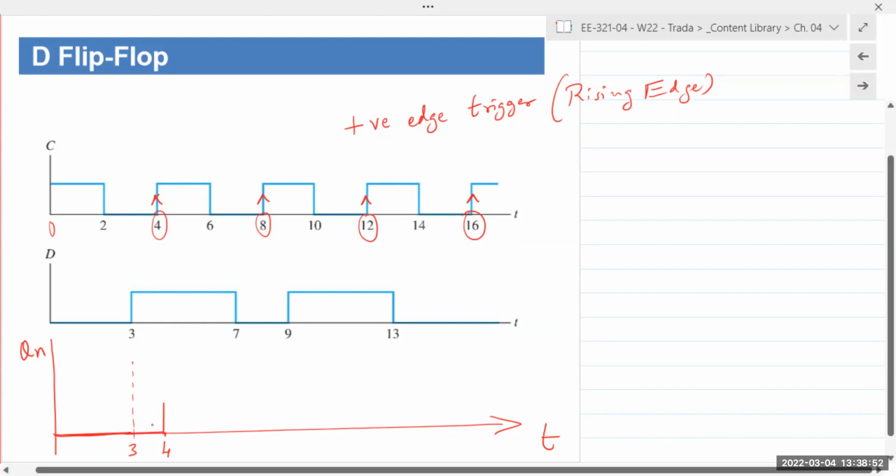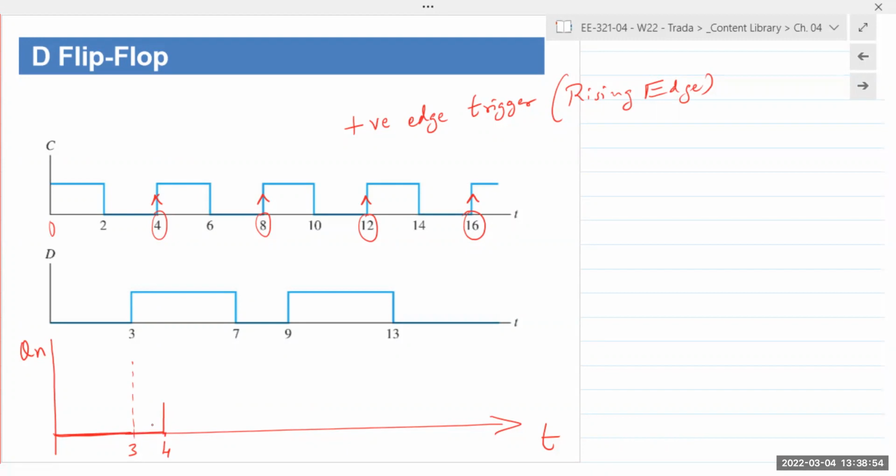Whatever value D has, the output takes that value. That's what the flip-flop is doing. You're simply controlling when the data is transferred. So Q is equal to D, but that takes place only when the transition takes place. Make sense? All right. So it changes at 4.